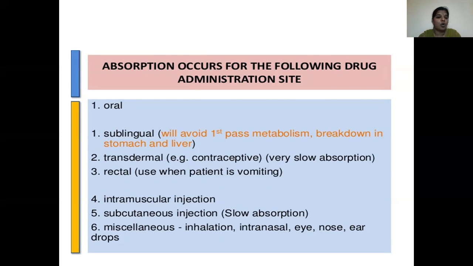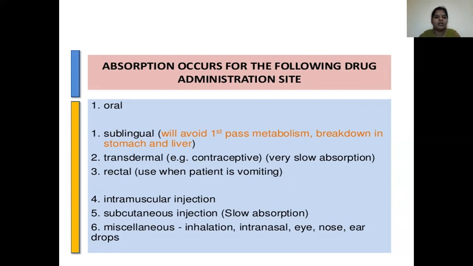That is oral, and sublingual, where you need to administer the drug under the tongue. It will avoid first pass metabolism, because otherwise it would break down in the stomach and liver. Your sublingual dosage form avoids first pass metabolism.